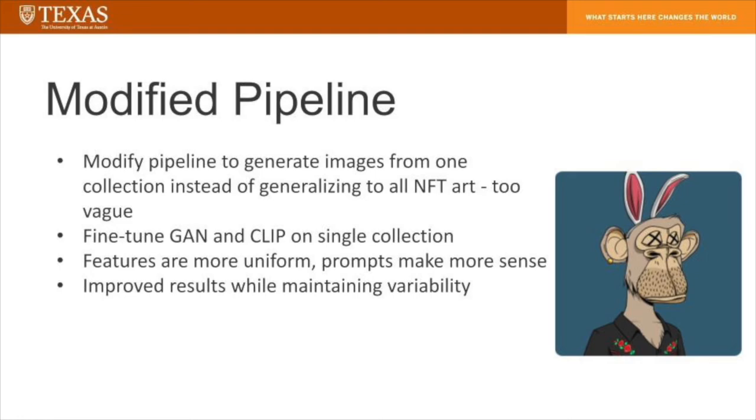Instead, we opted for a modified pipeline that would generate images from one collection instead of trying to generalize to all NFT art, as we found this to be too vague in this application. We fine-tuned our GAN and Clip on a single sufficiently large dataset, in this case the Bored Apes Yacht Club collection, and as a result features were more uniform since there was no clashing between drastically different art styles, and the prompts made much more sense since in this context you would be describing an ape with certain attributes rather than a poorly defined generic NFT with various attributes.